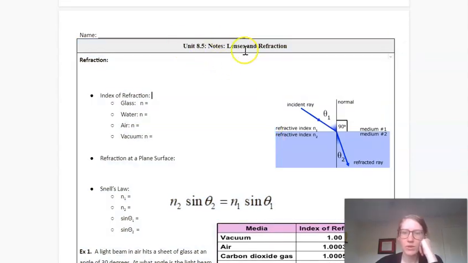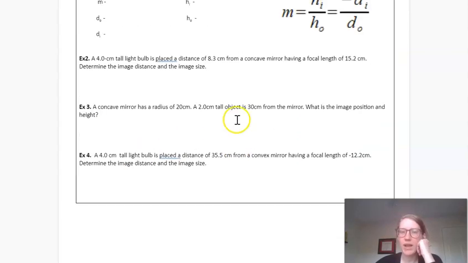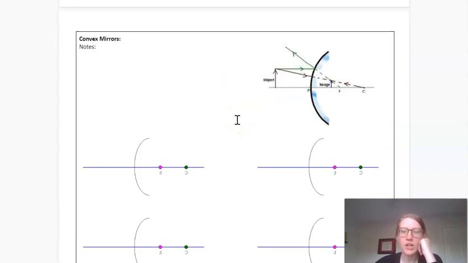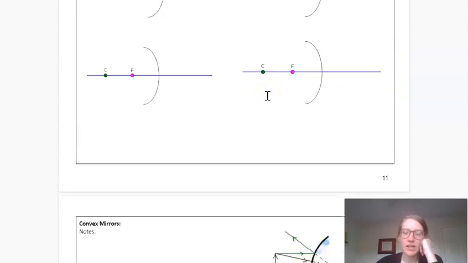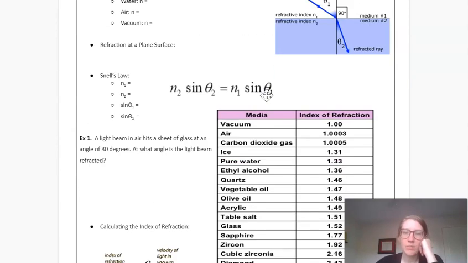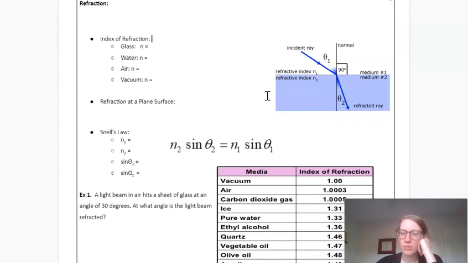Okay, we're going to start with 8.5 notes, lenses, and refraction. We just did mirrors. So we just did convex and concave mirrors and the mirror equation. And lenses are pretty similar with a couple of differences. And there's going to be concave and convex lenses as well.